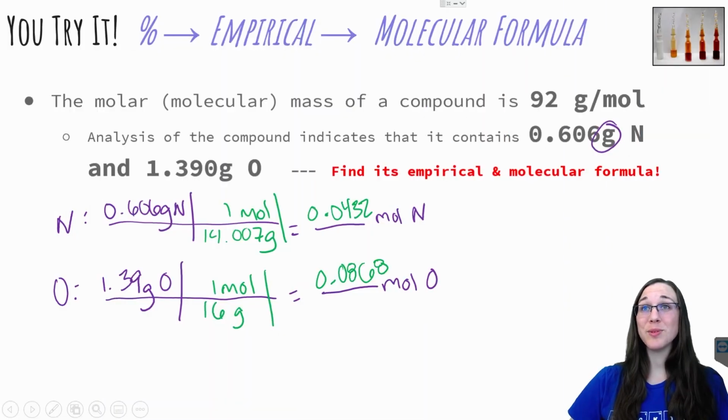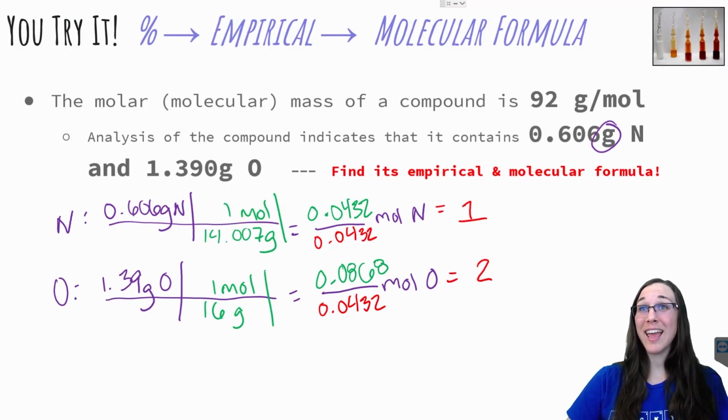Between those two values, we need to pick the smaller one to divide both by. The smaller one is 0.0432 for nitrogen, so let's divide both of those mole values by 0.0432. Excellent. So we have 1 N atom and 2 O atoms. So our empirical formula looks like this, NO2.